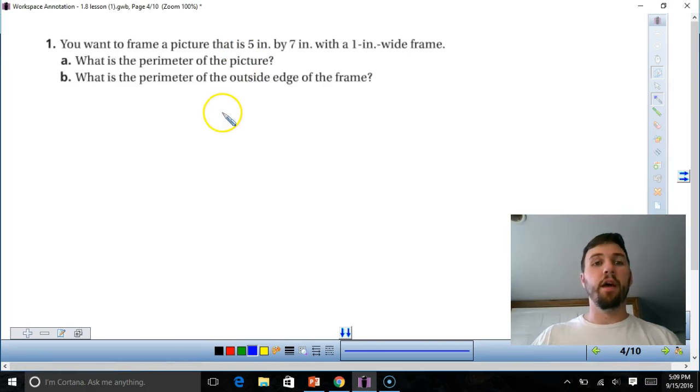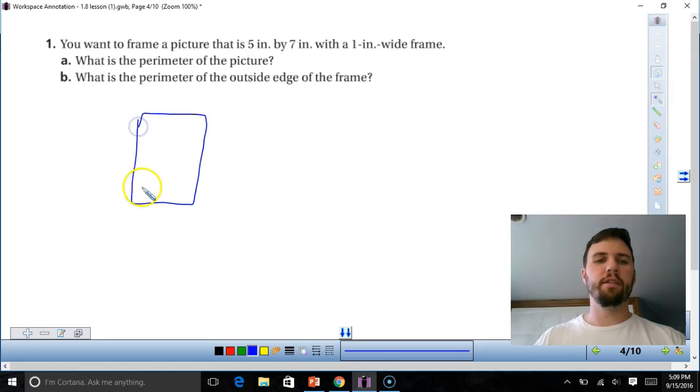Alright. So you want to frame a picture. You took a picture and you want to frame it. It's 5 inches by 7 inches with a 1 inch wide frame. What is the perimeter of the picture? So you have a picture, it's a lovely portrait, and it's 5 by 7.